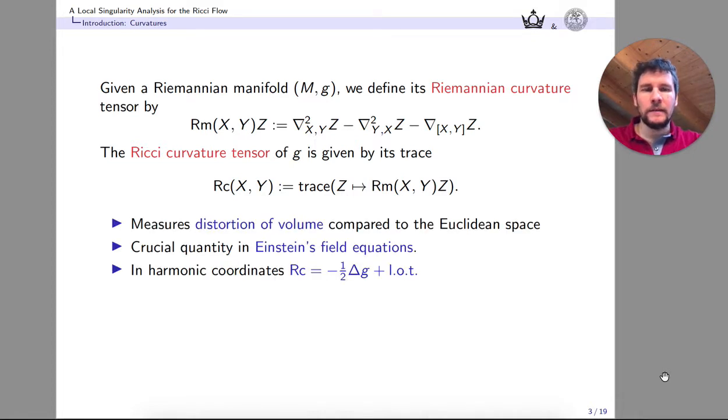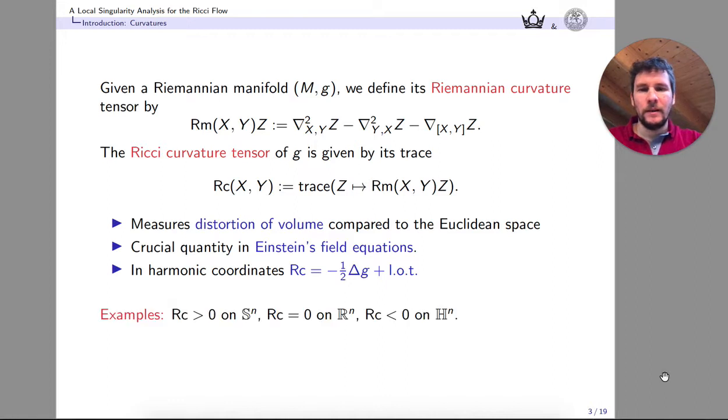The Ricci tensor has various good properties. It measures the distortion of volume compared to Euclidean space. It's also a very crucial quantity in the Einstein field equations, so it's of huge relevance to general relativity. And in particular, it has this nice formula in harmonic coordinates: the Ricci tensor is essentially minus a half the coordinate Laplacian of the Riemannian metric plus some lower order terms. This is important for us, so we really think of Ricci as minus 1/2 the Laplacian of the metric in the following.